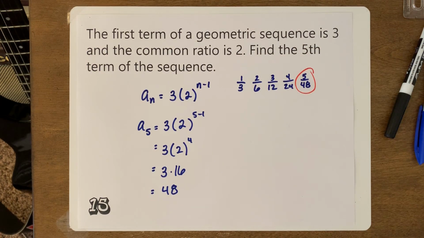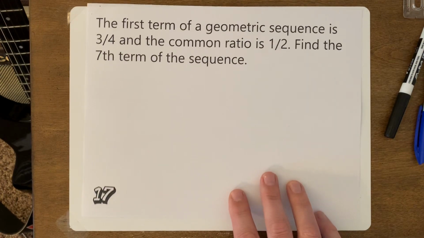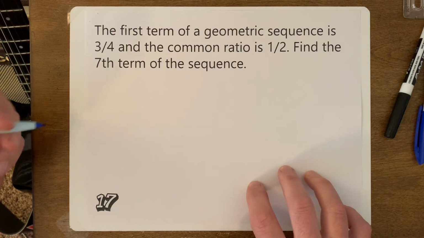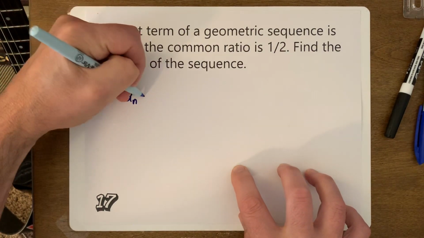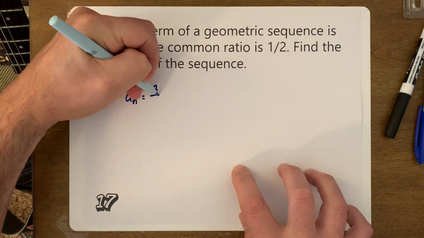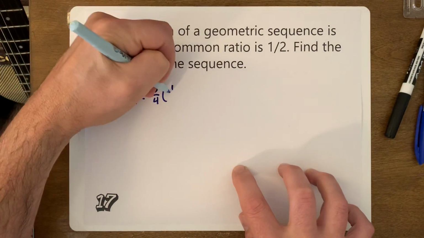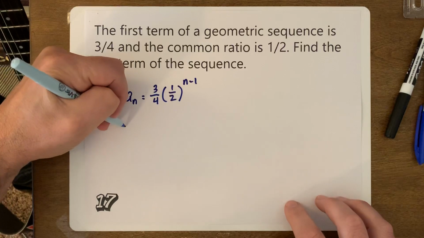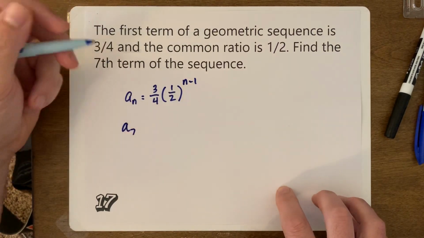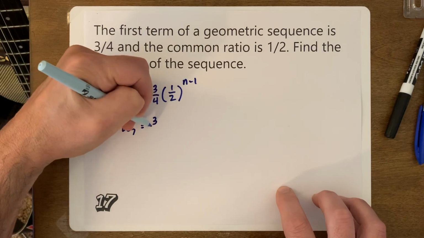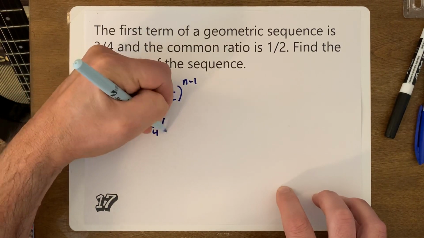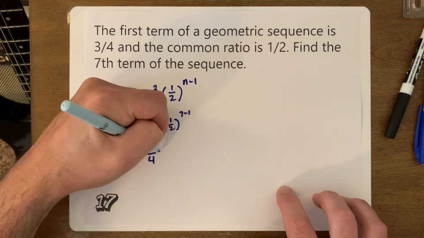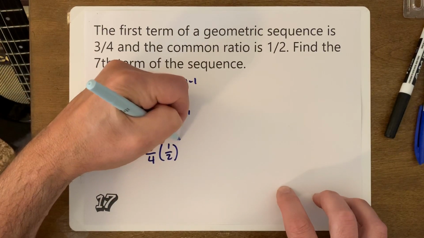All right, so let's try this one. The first term of a geometric sequence is 3/4, and the common ratio is 1/2. Ooh, this is going to be fun. Find the 7th term of the sequence. All right, a sub n is equal to, first term is 3/4, got it. Okay, common ratio is 1/2, got it. N minus 1. Okay, so we want a sub 7. Okay, so we got 3/4 times 1/2 to the 7 minus 1. That's going to be 3/4, 1/2 to the 7 minus 1 is 6.